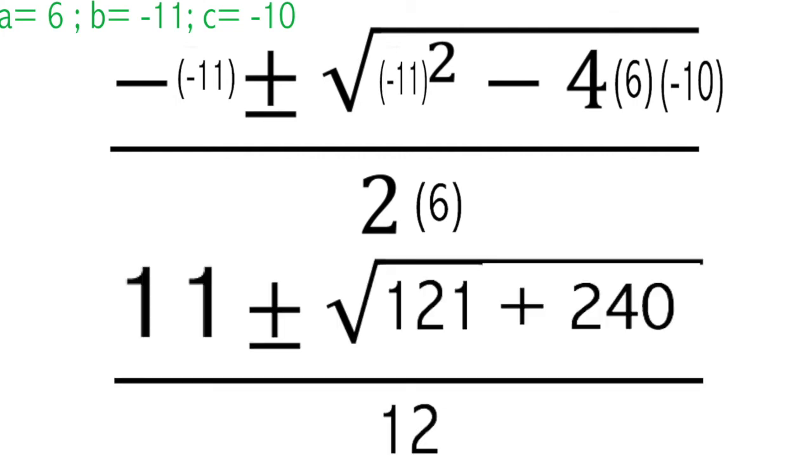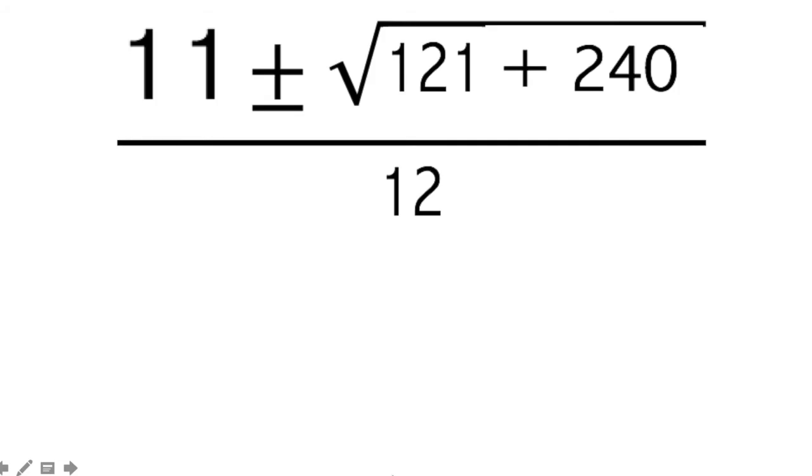Minus of minus 11 is 11, minus 11 the whole square is 121, minus 4 into 6 into minus 10 is plus 240, 2 into 6 is 12. So that's what we had. When we further solve it, 121 plus 240 is 361. So the x, note that the quadratic formula gives you the values of x.